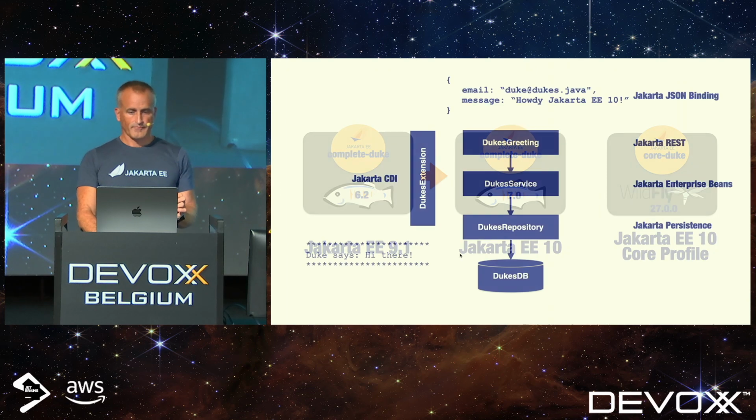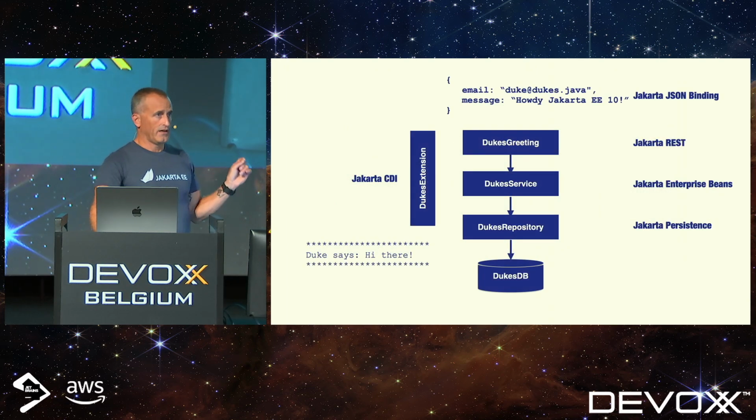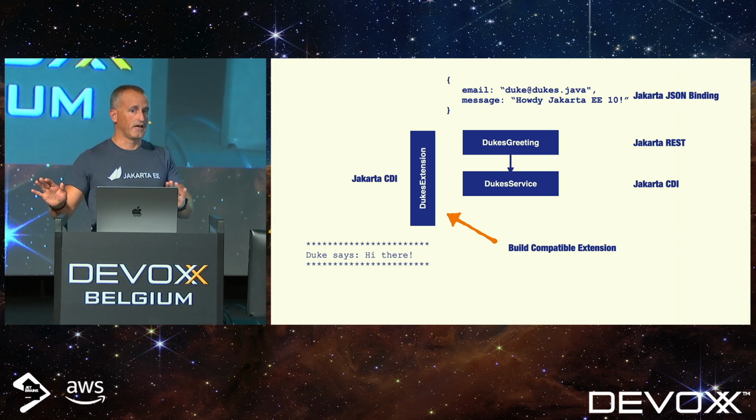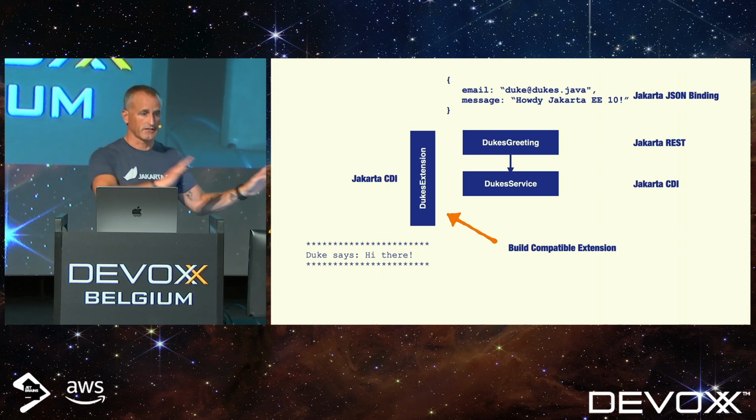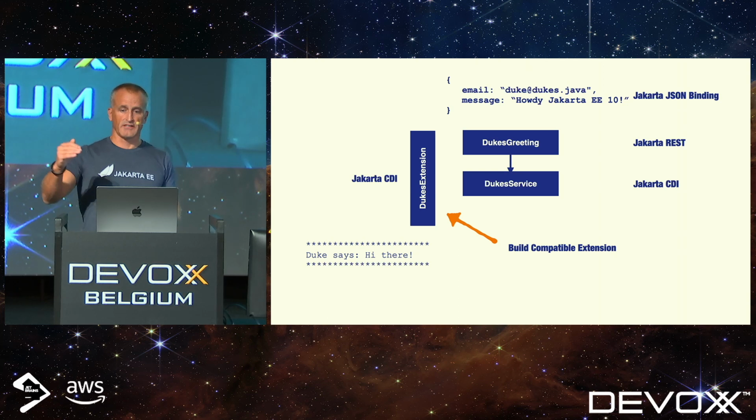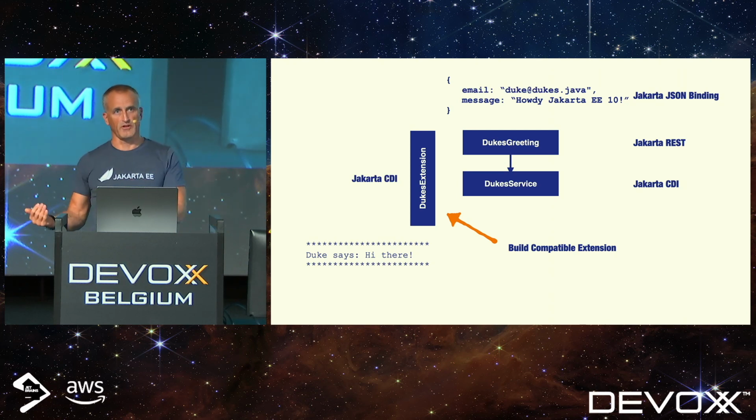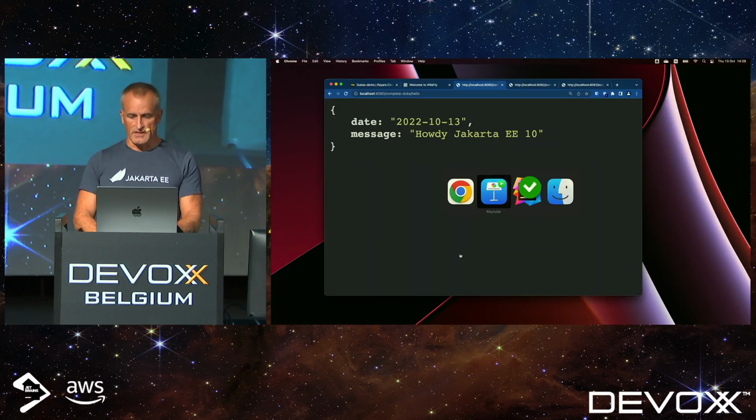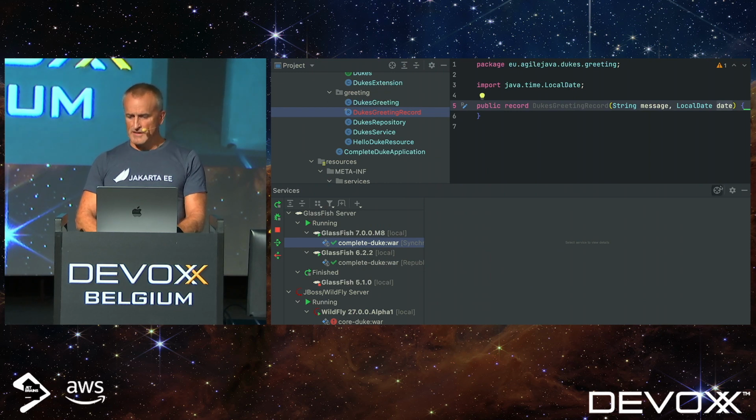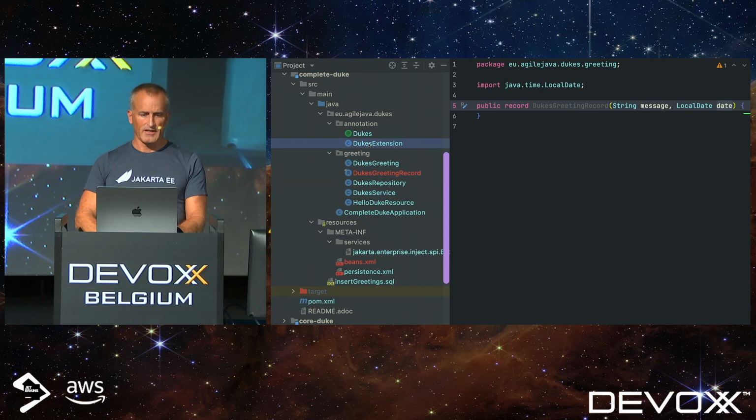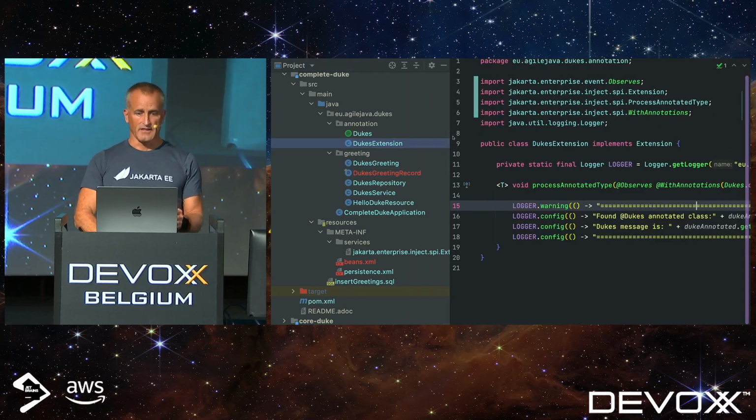The core profile. And to demo the core profile, I'll take this application here and I'll strip away a little bit, because the core profile doesn't have the database stuff. So what I'm doing here is just the Jakarta REST, and I'm doing a build-compatible extension rather than a portable extension. And the difference here is, I'll just briefly show it, because not a lot of people are actually building CDI extensions.